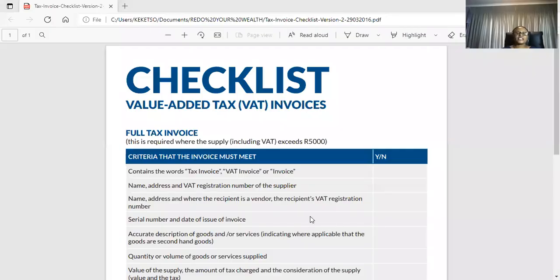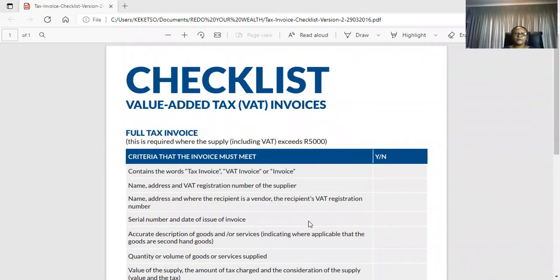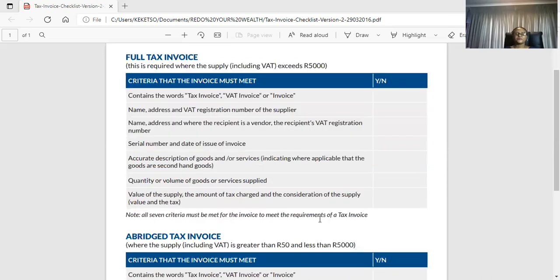So let me quickly share my screen with you, and let's talk about the checklist, the value added, or VAT invoice, the full tax invoice, and how it is supposed to look, okay? Excuse me for that. Now, a full tax invoice, here we have the criteria. The first criteria I'm going to talk about is where the supply, including VAT, exceeds 5,000. So this is how the tax invoice is supposed to look.